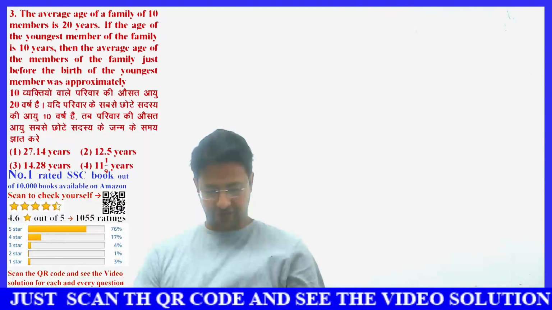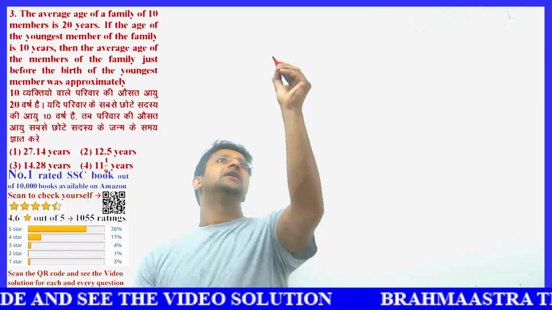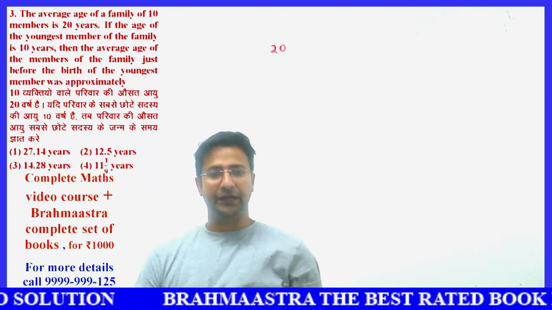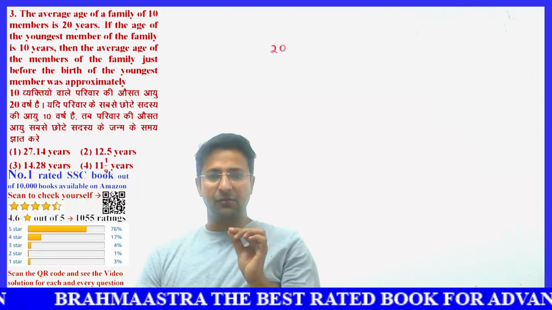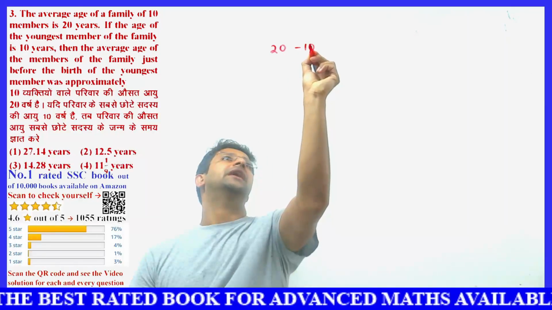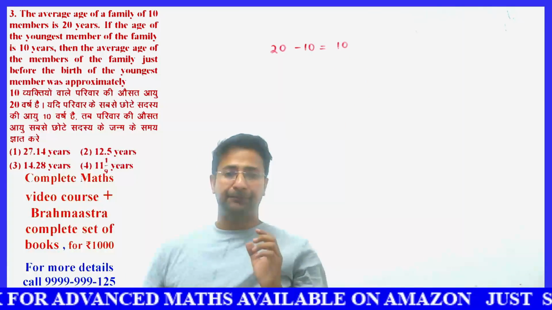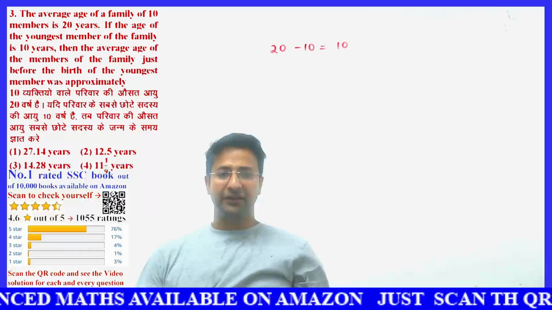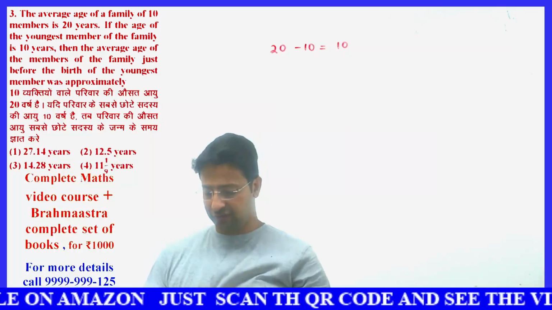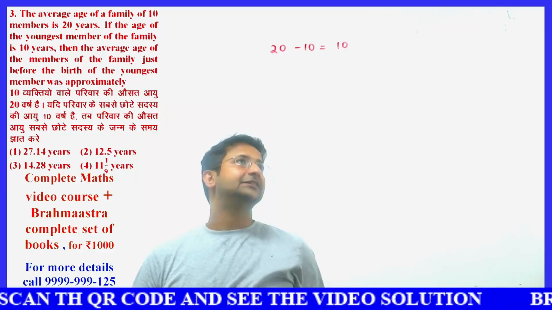The average age of a family of 10 members is 20 years. Right now, the average age of a family of 10 members is 20 years. If the age of the youngest member of the family is 10 years, so I subtract that 10. What do I get if I subtract that 10? I get 10 only. Then the average age of the members of the family just before the birth of the youngest member was, how will you solve it? This is 10.